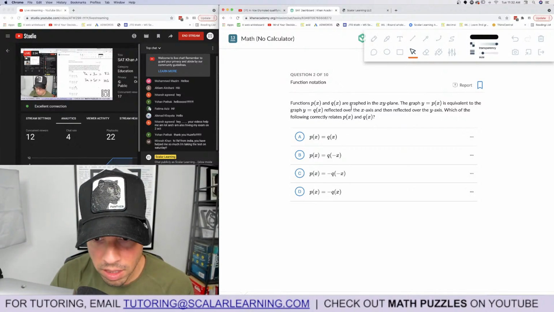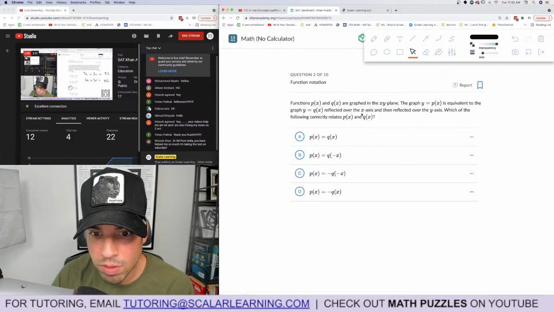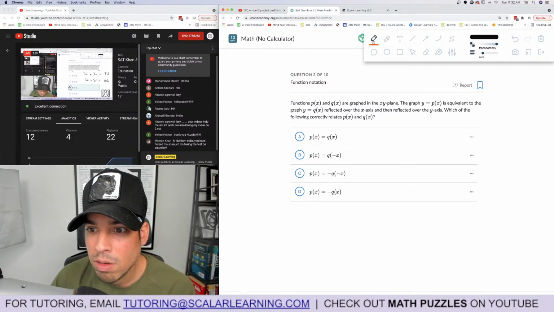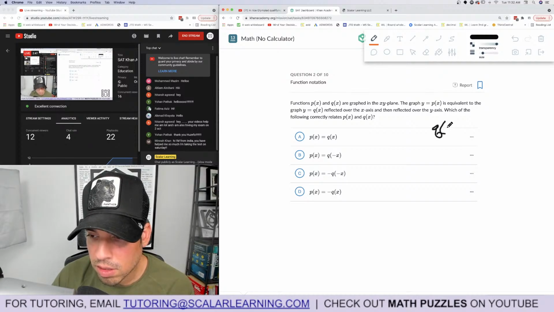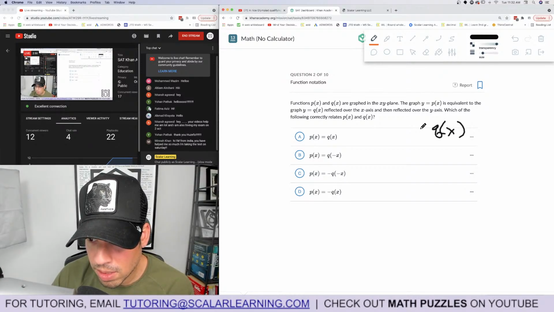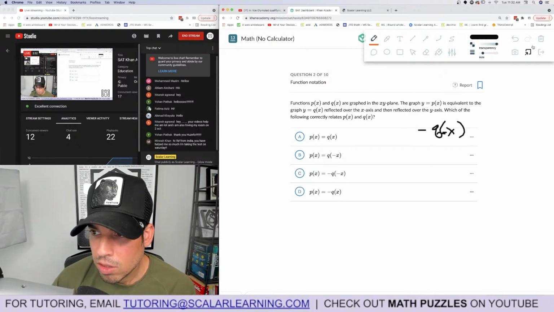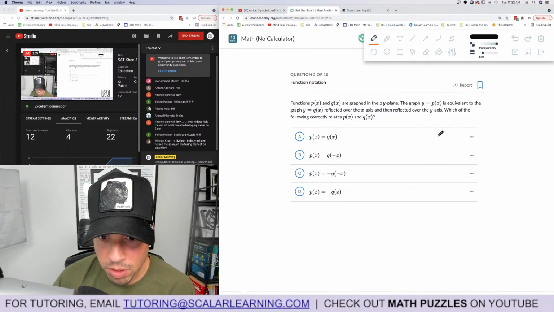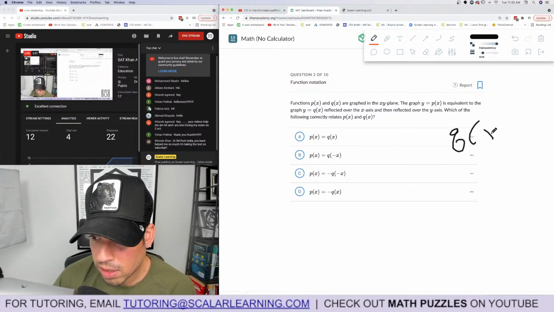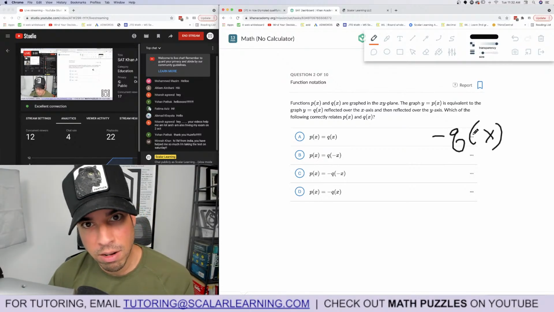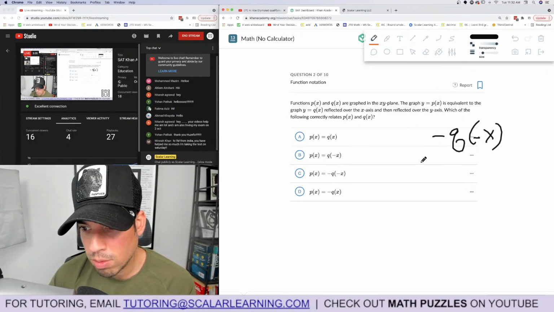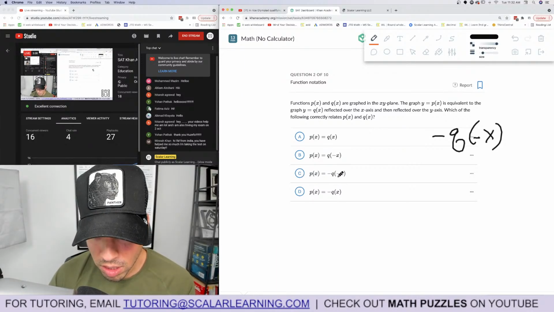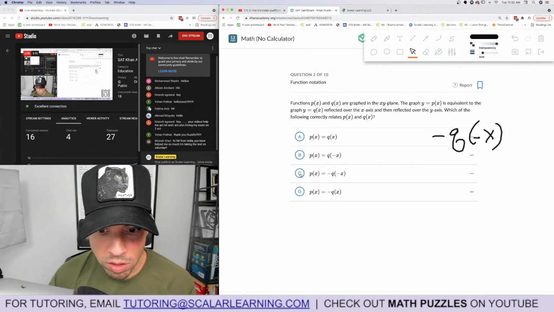Functions P of X and Q of X are graphed in the XY plane. The graph P of X is equivalent to Q of X. Hold on. P of X is equivalent to Q of X reflected over the x-axis and the y-axis. That means negate and negate. So let me just back it up here. Q of X reflected over the x-axis, you negate the entire function. And then when you reflect it over the y-axis, you just negate the x. So that's what it would be. It would be P of X equals negative Q of negative X. C is the winner. Done.